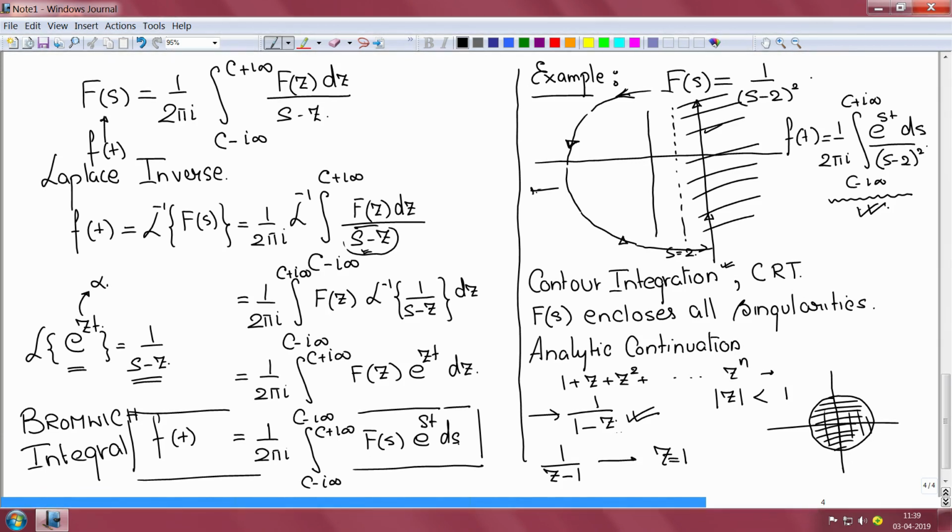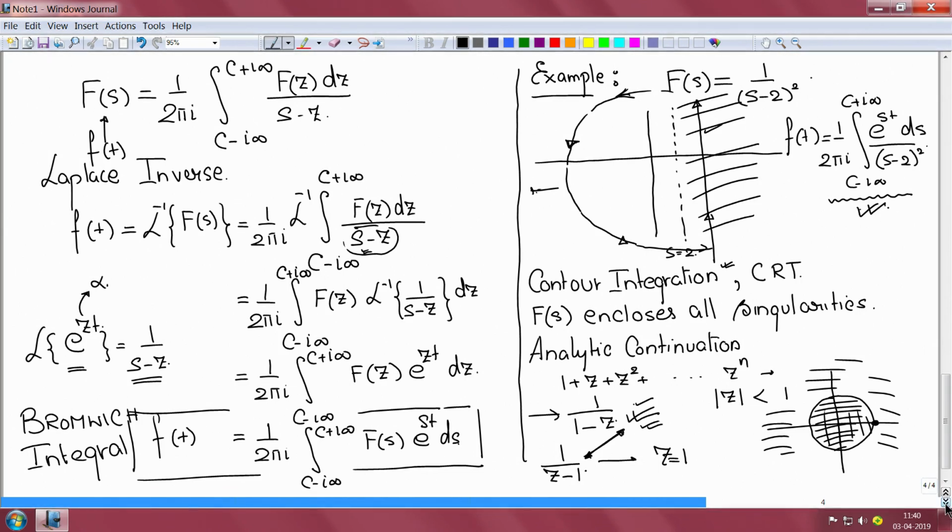Now, the idea of analytic continuation says that this 1 over 1 minus z and that 1 over 1 minus z are identical. They are not two separate functions. So this function, which is supposed to converge inside the radius of z equal to 1, extends, and is singular only at z equal to 1. That is the idea of analytic continuation.